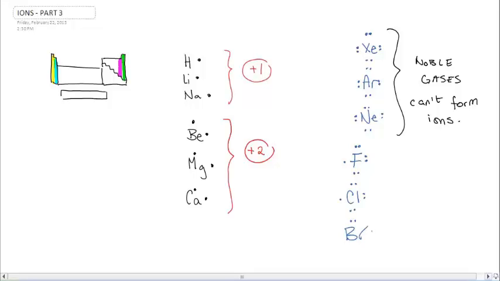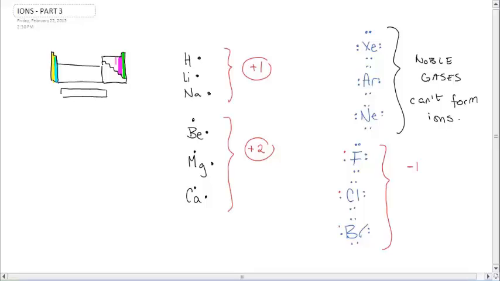Now if each one of these elements has 7 valence electrons, it's going to be much easier for them to gain 1 and satisfy the octet rule than to lose all 7. So something that all of these elements share in common is that they're going to want to gain an electron in order to satisfy the octet rule. And if they gain an electron, that means they have an extra negative charge, so they're going to have a charge of -1.